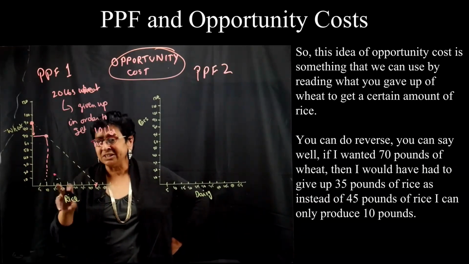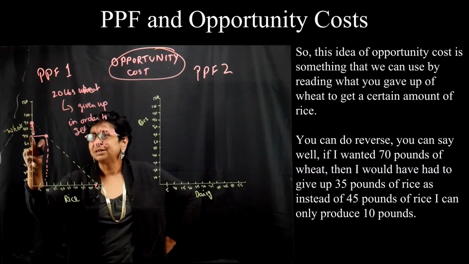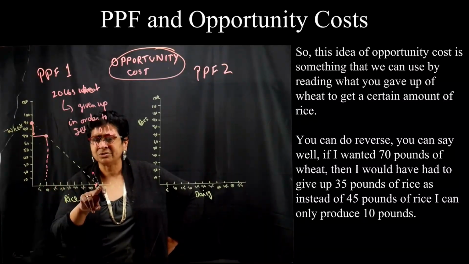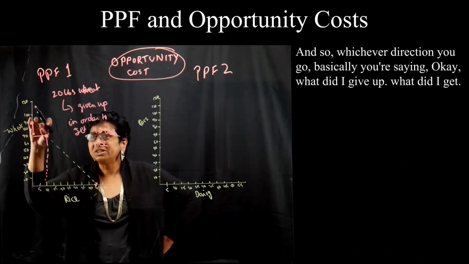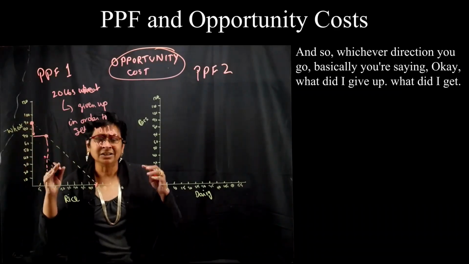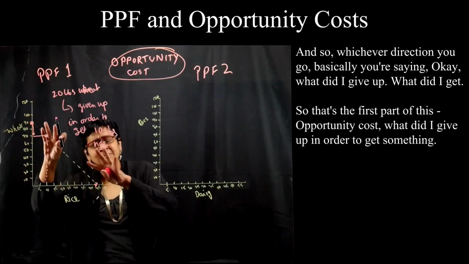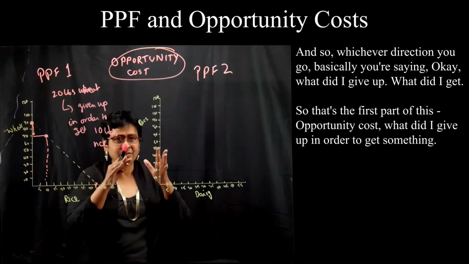You can do reverse. You can say, well, if I wanted 70 pounds of wheat, then I would have had to give up 35 pounds of rice, because instead of 45 pounds of rice, I can only produce 10 pounds. And so whichever direction you go, basically you're saying, okay, what did I give up? What did I get? All right? So that's the first part of this. Opportunity cost, what did I give up in order to get something?